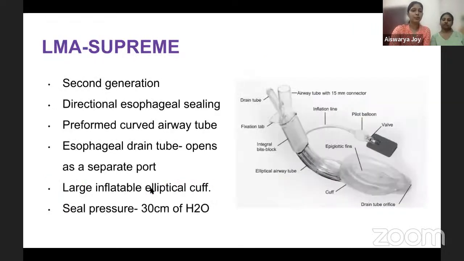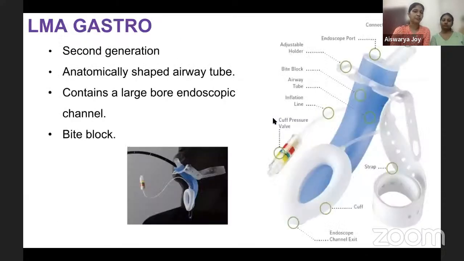Next is LMA Supreme. It is a second generation LMA and it has directional esophageal sealing, a preformed curved airway tube, a separate esophageal drain tube, and a large elliptical cuff. It has a seal pressure of 30 centimeters of water. This fixation tab prevents the proximal displacement of the LMA.